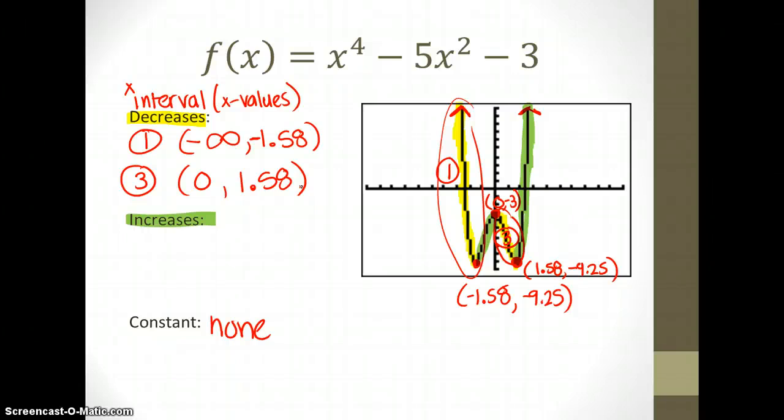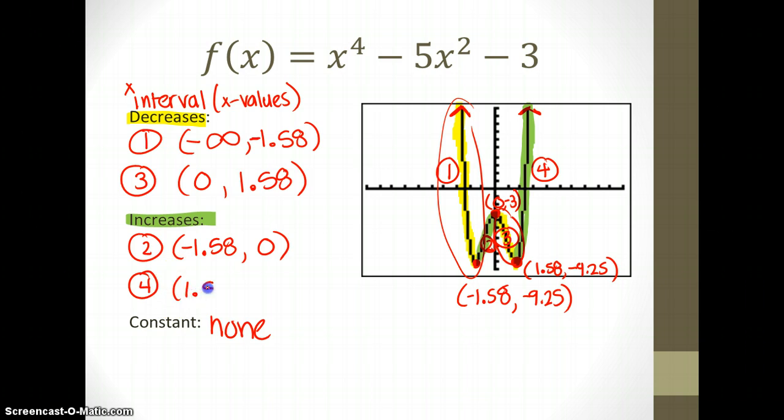Take a second, pause the video, see if you can do the same thing now that you have some points labeled on there. See if you can do the same thing for increasing. So I'm going to label this section with a 2 and this section on the right as a 4. So number 2, you should notice it starts increasing at negative 1.58 for the x values, remember we're talking about x values, and then stops once it gets to 0. For that 4 section, the y values start going up once you get to 1.58, but then keep going right and increasing forever and ever.